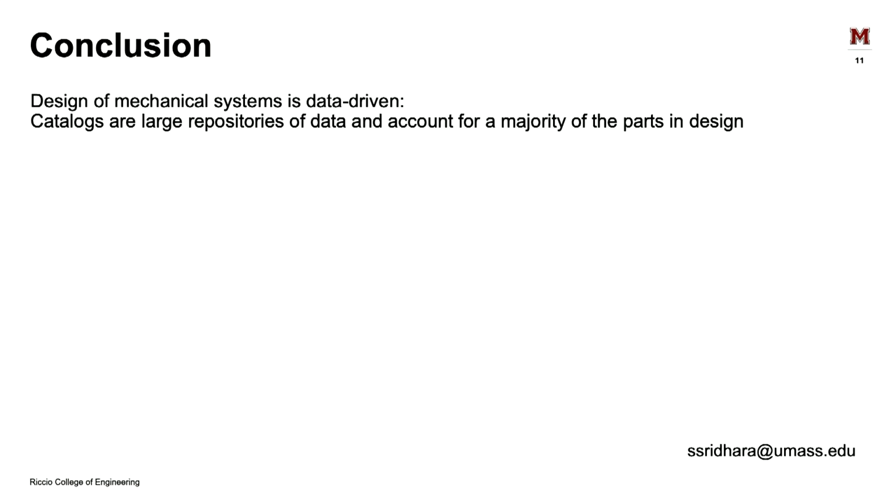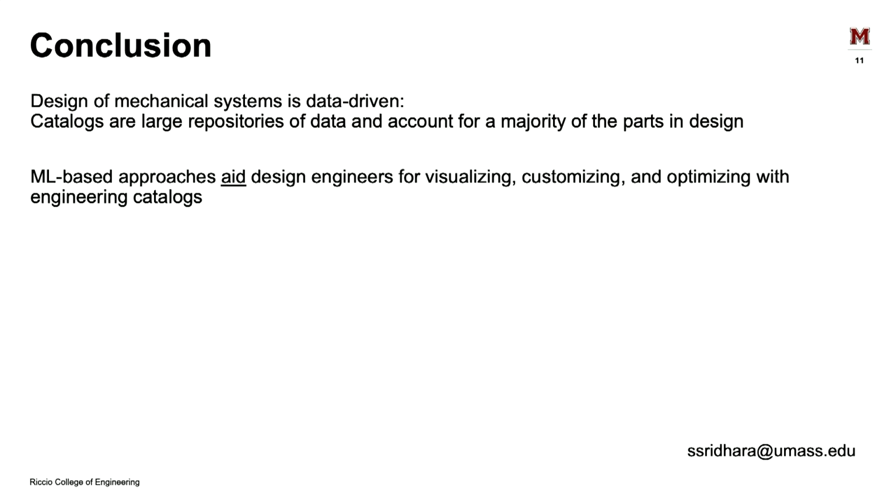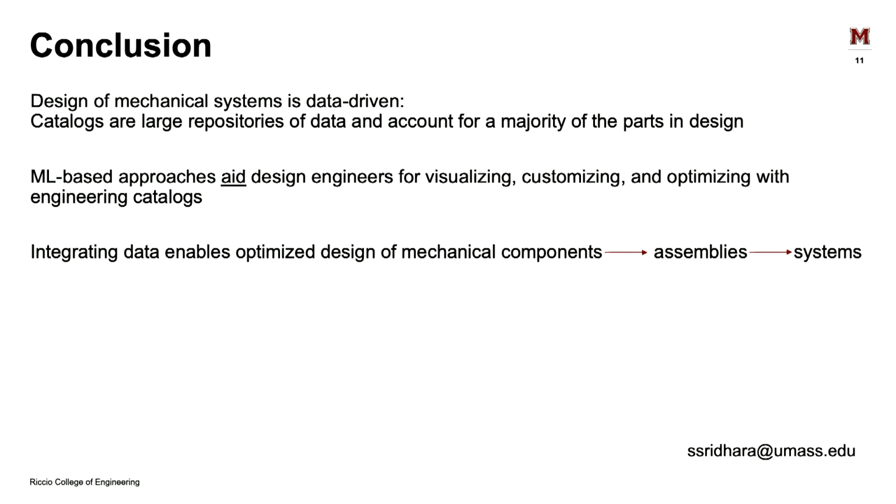To conclude, I think that design of mechanical systems, the moment you move away from components, necessarily needs you to look at data. The data can be from catalogs that help you navigate what is the best choice that you have to make to design this mechanical system. Machine learning approaches, I marked there, underlined aid design engineers. I believe we still need design engineers to make decisions and own those decisions, but these approaches can aid engineers to visualize these catalogs and also optimize and make better choices with them. And this I see as the pathway.